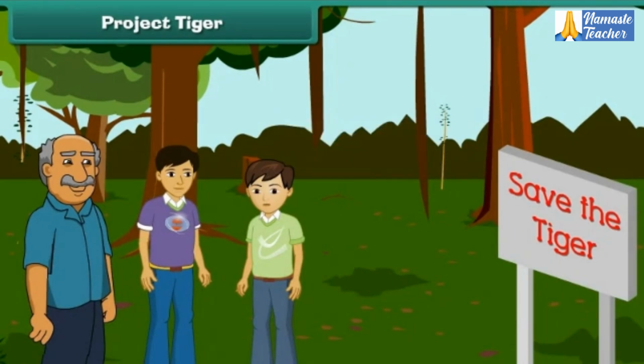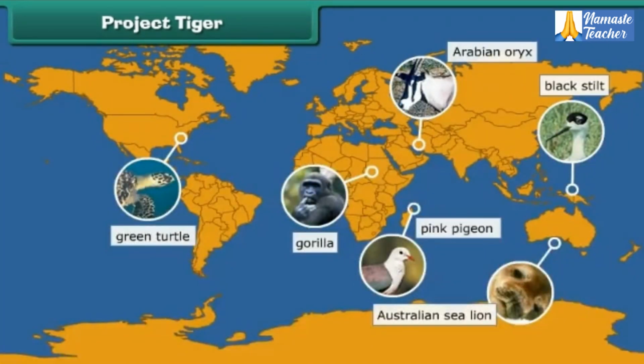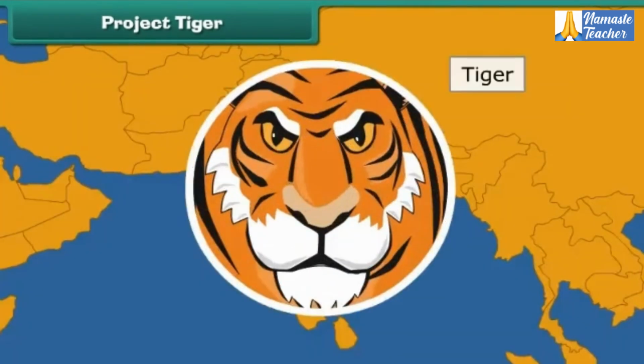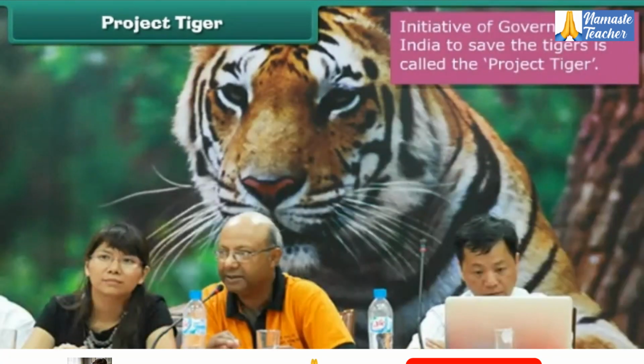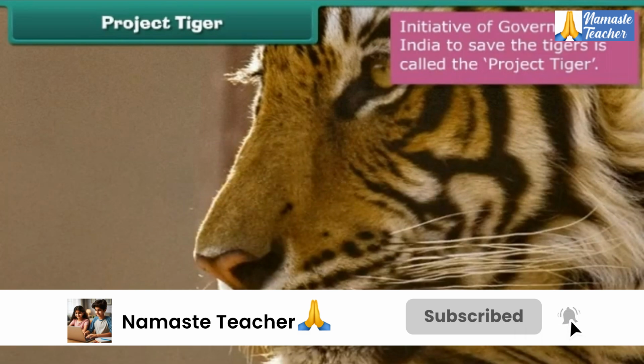His uncle replied that man from the very beginning has been involved in poaching to satisfy his greed for animal skin, bones and claws. He did not care about its effect on the diversity of the world. As a result, we have already made some species fade away from Earth forever. The Indian tiger is also one of them. The Government of India has taken the initiative to save the tigers. This is called Project Tiger.